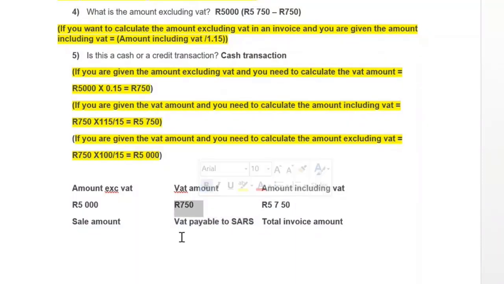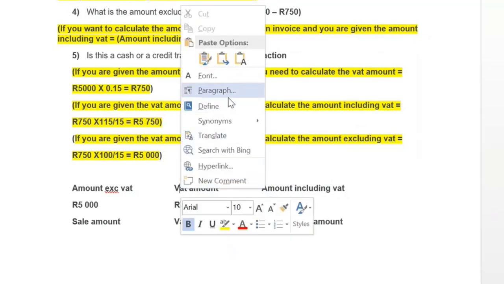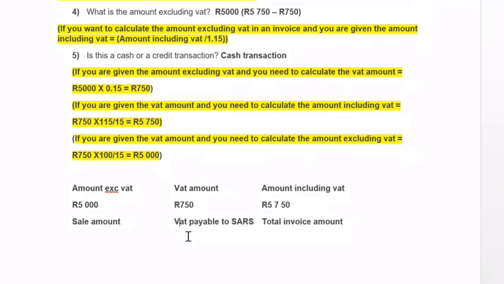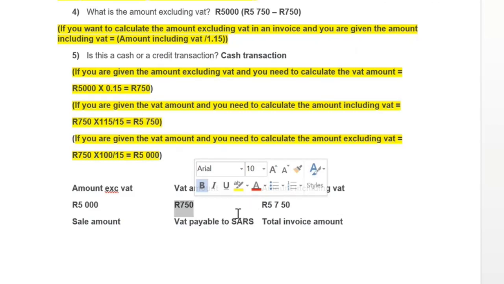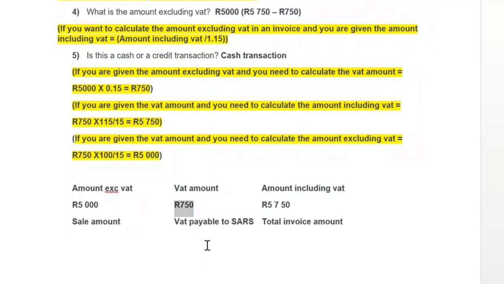And this is what we call VAT output. So what is VAT output? VAT output is a liability. It is the amount that the company collects on behalf of SARS. So this is the amount that MT Stationers collects on behalf of SARS. So they will submit a form called the VAT 201 return to SARS and pay SARS this amount.